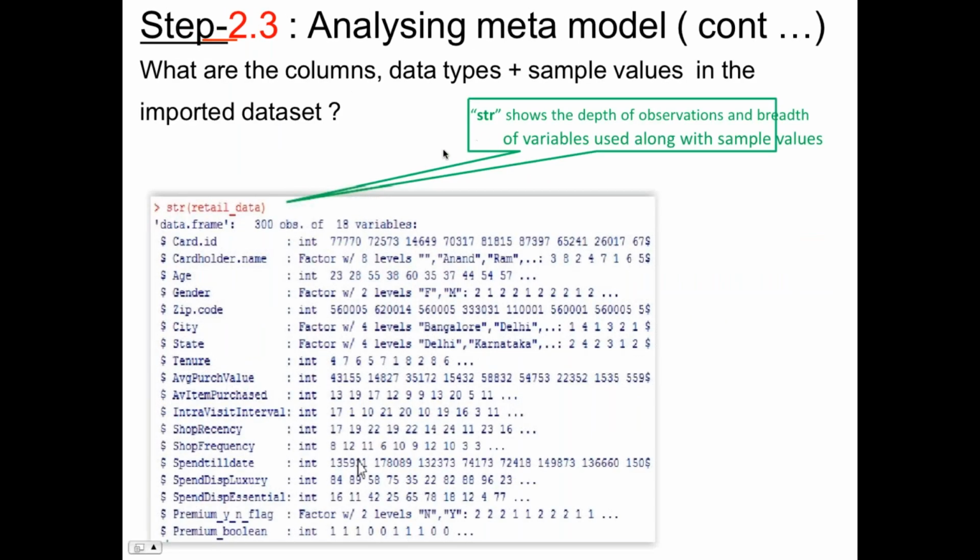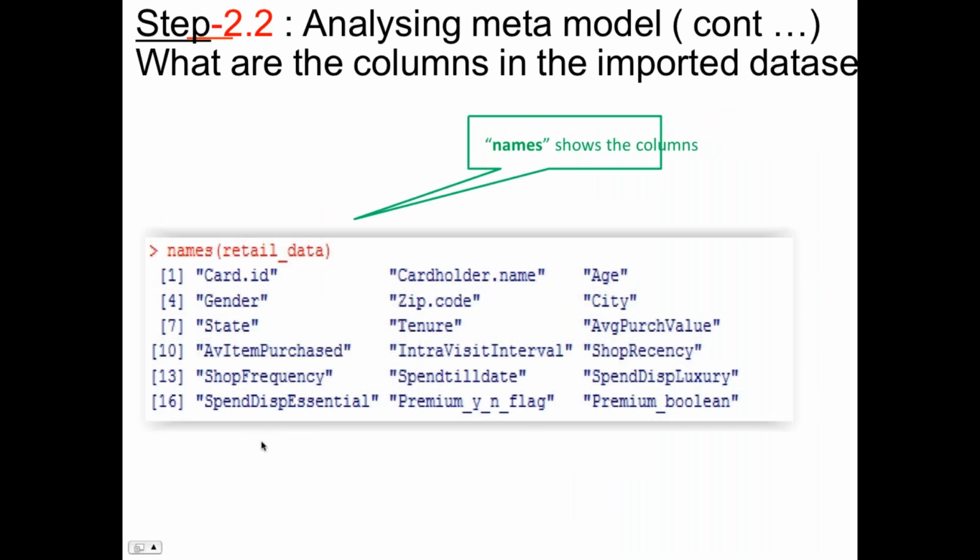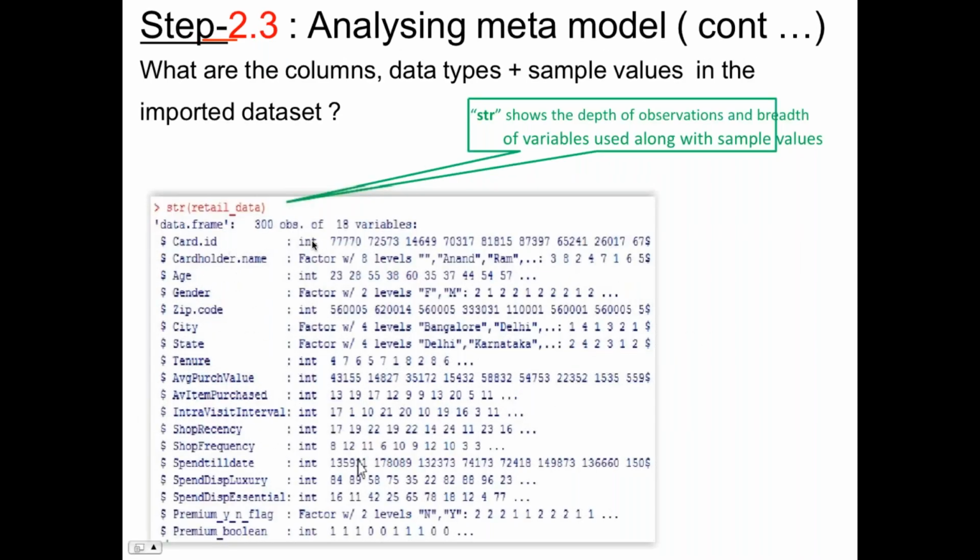The third command, the str command, will give you the depth of observations and breadth of variables. So what does the str command do? That's what you will be asked, and you should say that it gives you the depth of observations and breadth of variables. When I gave the names command, I just got the column headers. Here I'm getting whether my card ID is an integer, a factor, a character, what is it? And if it is a factor, with how many levels is it? If it is gender, it is a factor with only 2 levels, male or female.